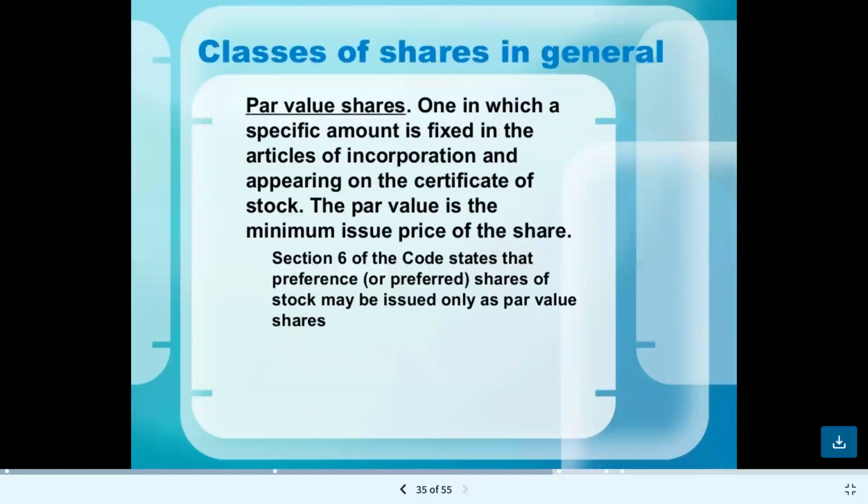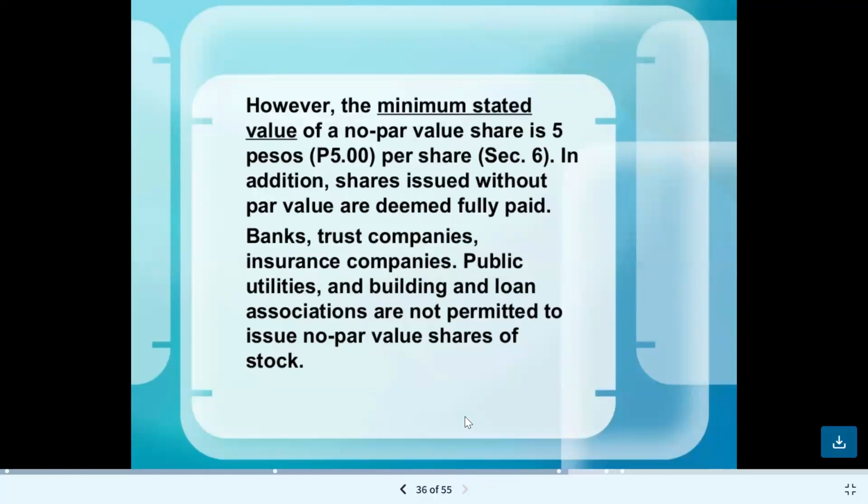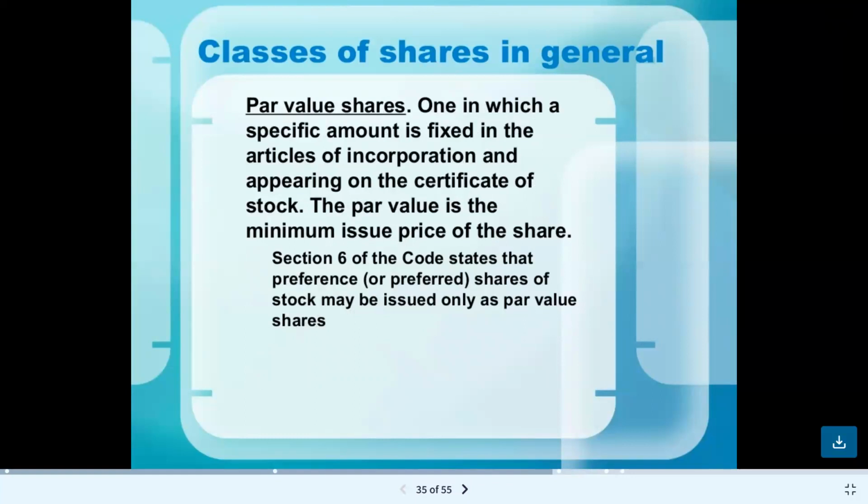And let's talk about the classes of shares in general. So basically, you have two: par value shares, and the other one is no par value. Okay, let's talk about no par value later on. Let's have first par value shares. Par value shares are one in which a specific amount is fixed in the article of incorporation and appearing on the certificate of stock. The par value is the minimum issue price of the share.